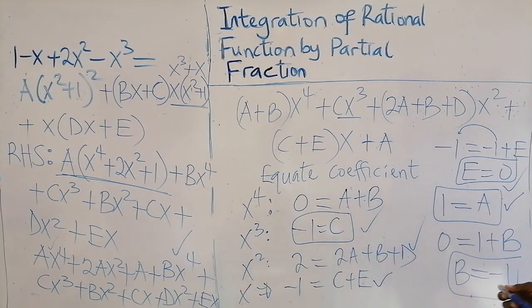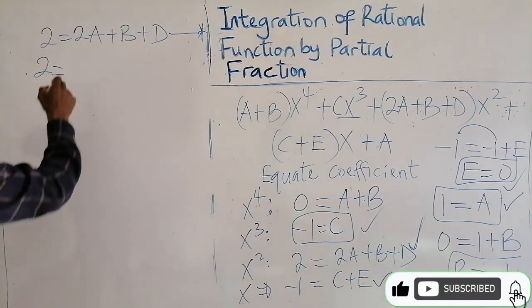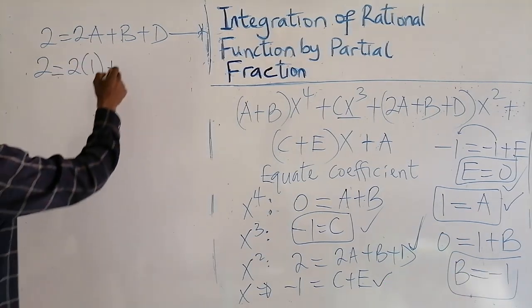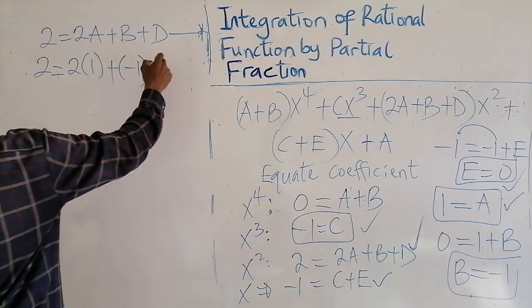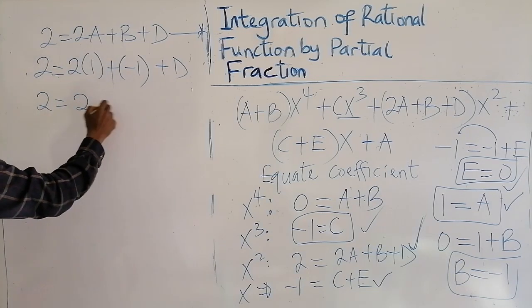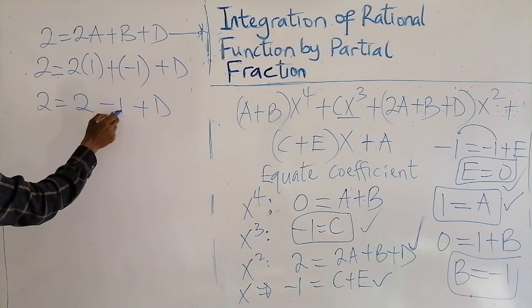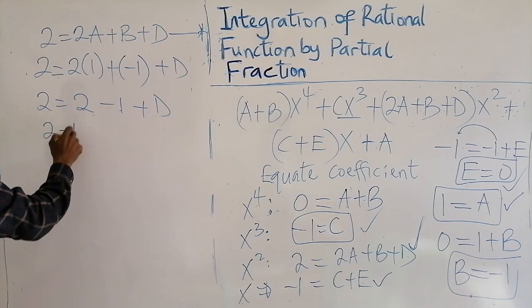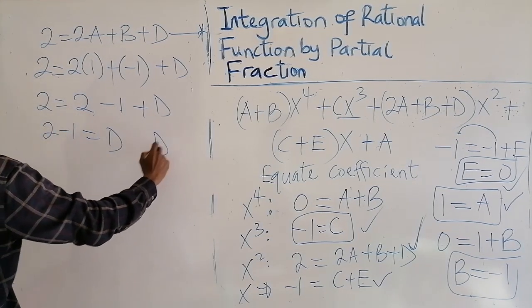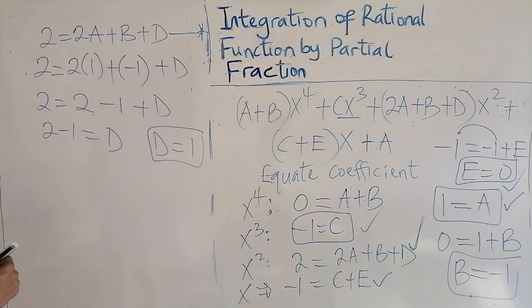Then we can get d from this equation. So from this equation, my a is what? My a is 1, that's 2 times 1. My b is minus 1, then I can get my d, plus d. So I'm going to have now 2 minus 1 plus d. So that will be equal to 2 minus 1, which is 1. So moving to the other side, that will be 2 minus 1 equal to what? Equal to d. So d is equal to what? D is equal to 1. So we've gotten all the parameters. Okay, then we can begin to substitute back into the equation.